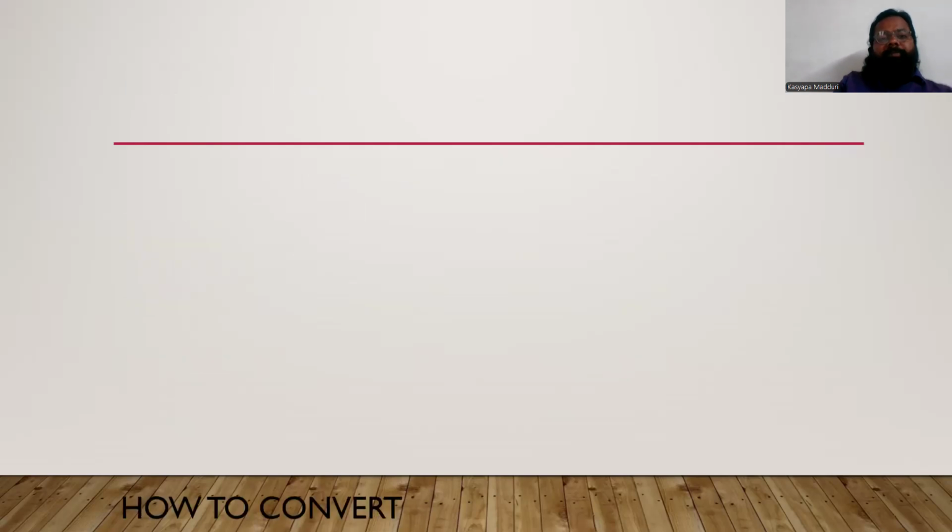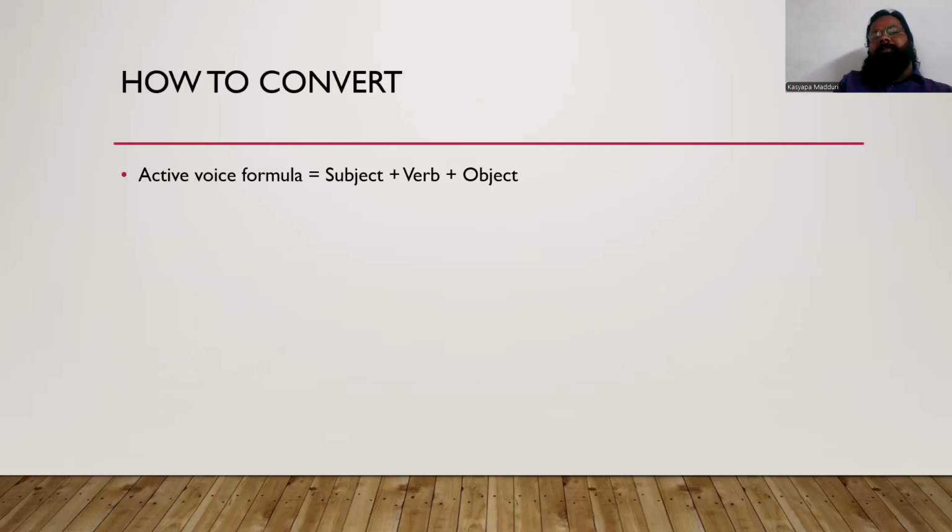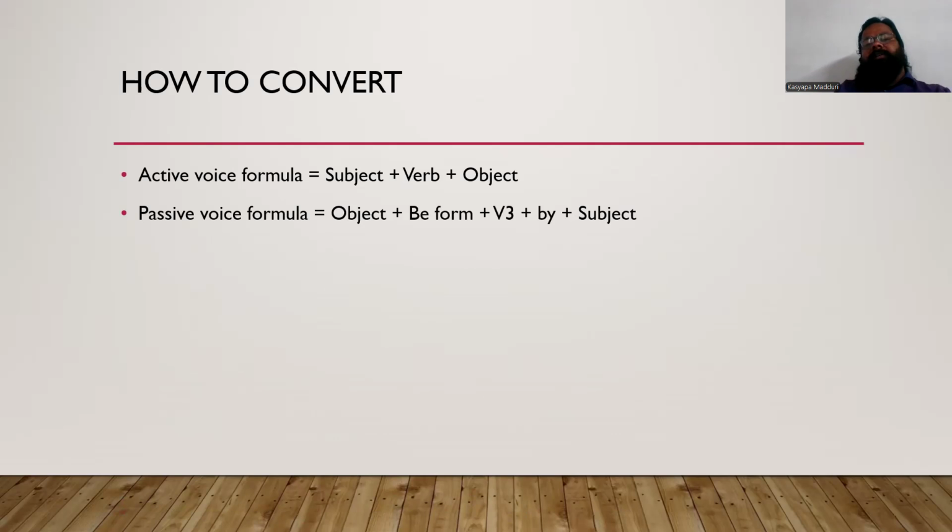Okay, next, how to convert an active voice sentence into a passive voice sentence. So this is the formula we have for active voice sentence, right? Subject plus verb plus object. You just need to change that. You need to put the object in the beginning. You need to add a B form. You need to add a V3, and you need to add by the subject. All right. That is how you convert an active voice into passive voice, and vice versa. You use the same formula to convert passive voice into active voice also. All right. You got it?